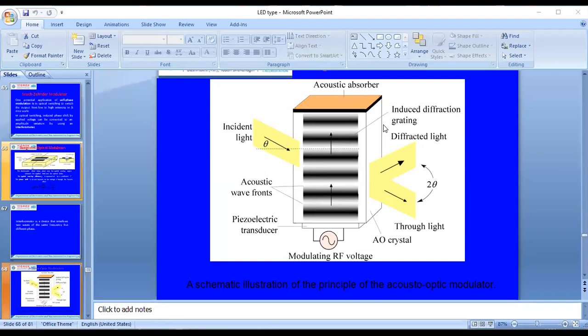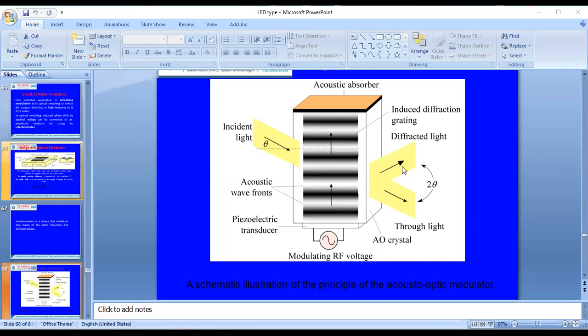So the piezoelectric transducer principle is that whenever you apply an electric signal, it gives vibrations. That is, electrical signal is converted into mechanical signal, and mechanical signal is converted into electrical signal, vice versa. Those reversible effects are the piezoelectric effect. But here, whenever you apply the incident light, the induced diffraction grating gives the different diffracted light. That is possible by the acousto-optic crystal only.